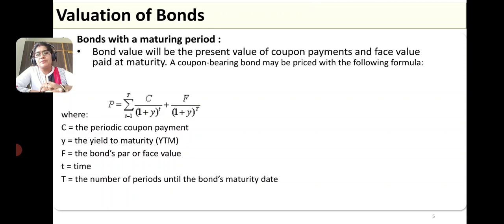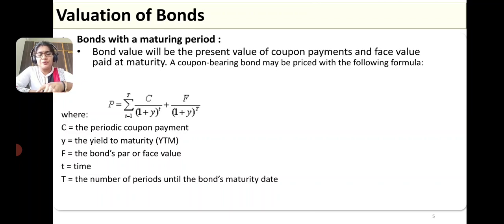Then Y is the yield to maturity. Yield to maturity is the rate, like 10%, which I usually write as 0.1. The 10% is the rate at which I am going to receive; Y represents the rate. Then F represents the bond's value, the value that I am going to get after the period. It may be the par value, or it may be with a premium, or whatever the actual value I am going to get back with the principal amount.